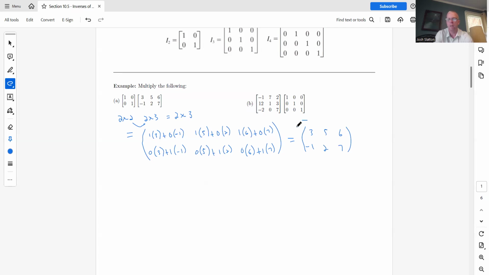And so you can see this matrix here, which is the answer, is the same as that one there. And that's what happens any time you multiply by the identity matrix.